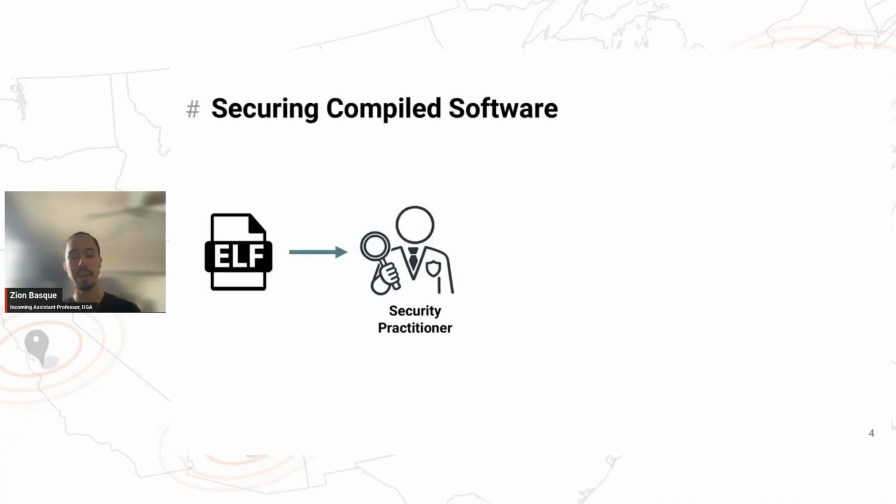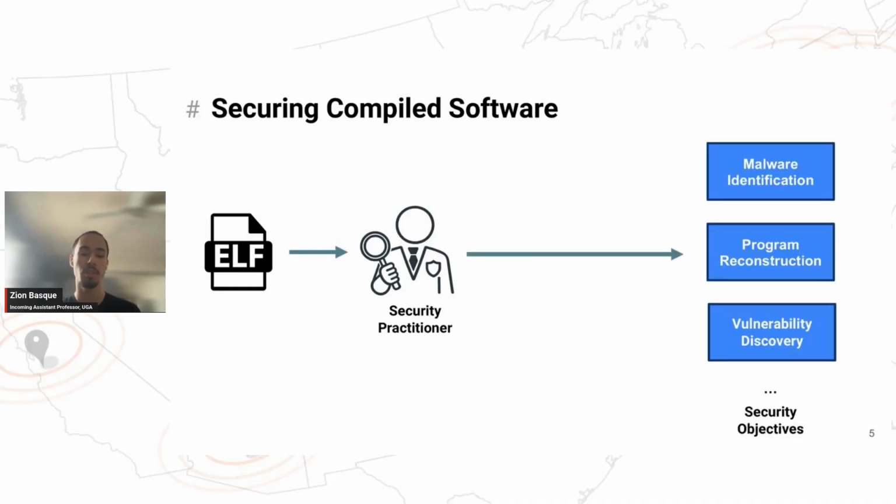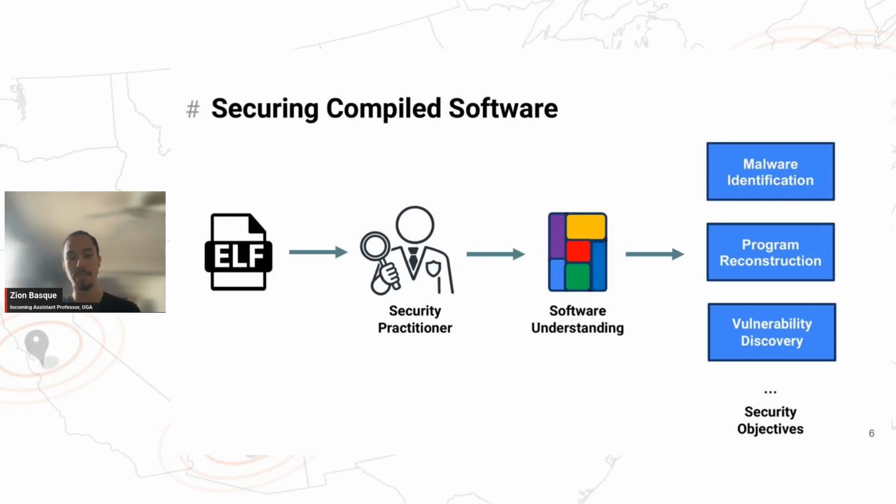Traditionally, these binaries need to be taken up by experts or security practitioners in your own teams to achieve downstream security objectives, such as malware identification, program reconstruction, and vulnerability discovery. These are all things we aim to do given that binary. And the process of getting there, creating an understanding of the program, is what you need to do first before you can achieve these security objectives. So on the way to identifying if this program is malware, you need to first figure out if this program is a server or how it's connected, how the different pieces relate to each other. And this is called building a software understanding, an understanding of what this software does.